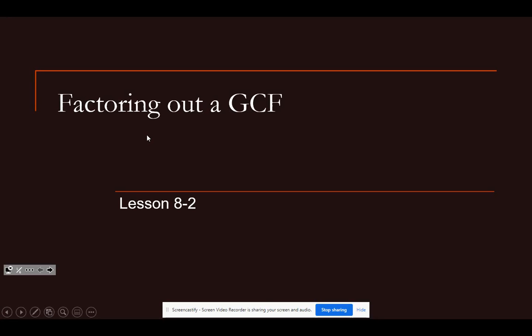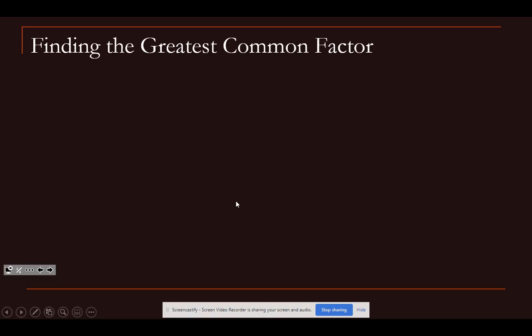This is lesson 8-2, factoring out a GCF. Before factoring out a greatest common factor, we first need to be able to find it. Greatest common factor does not just consist of a number any longer. It consists of a combination of numbers and a variable or multiple variables.